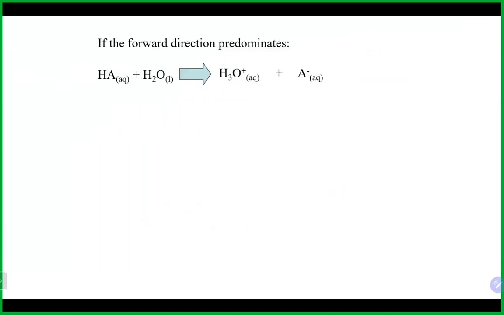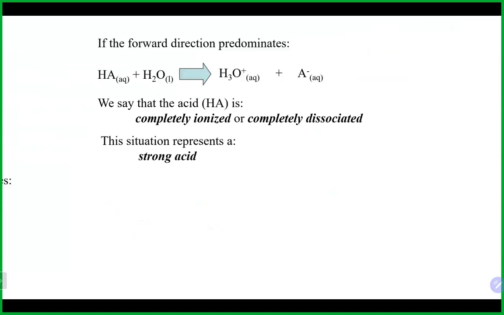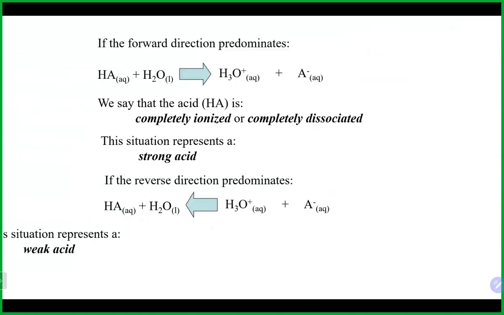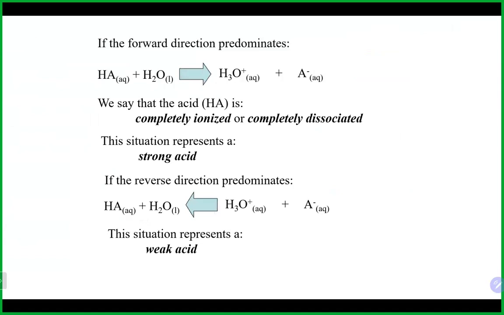So if that forward direction predominates with the giant arrow, that means that we definitely have a strong electrolyte and a strong acid, and it's going to be 100% ionized or dissociated. So that is, again, that list of 6 that I put up earlier. That is something like hydrochloric acid, as we've been talking about. Once again, in solution, it's all ions floating around.